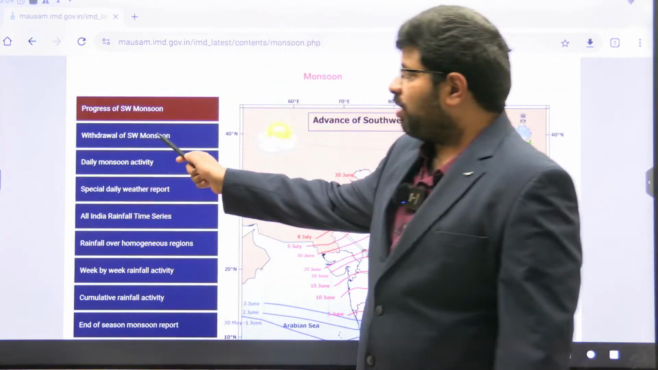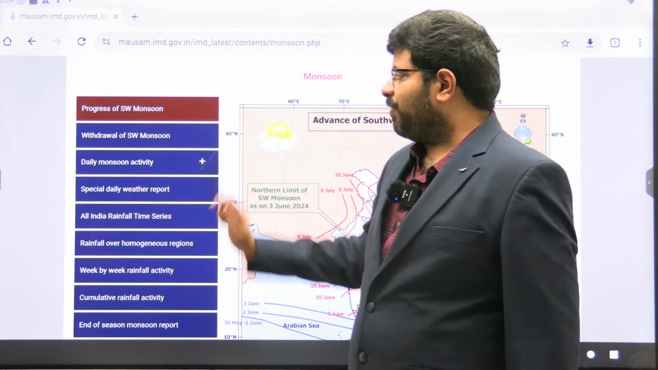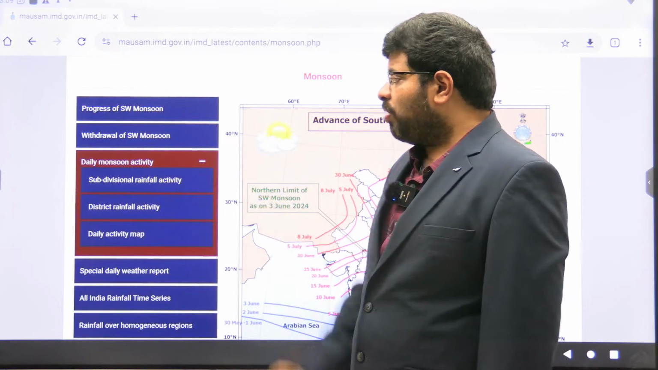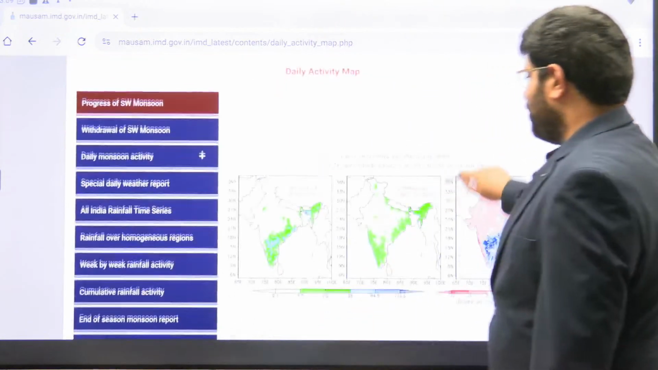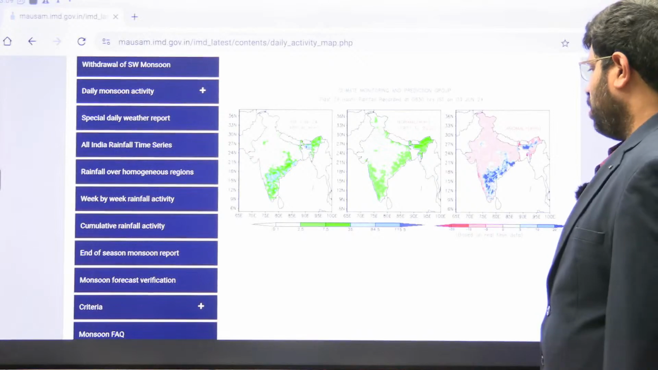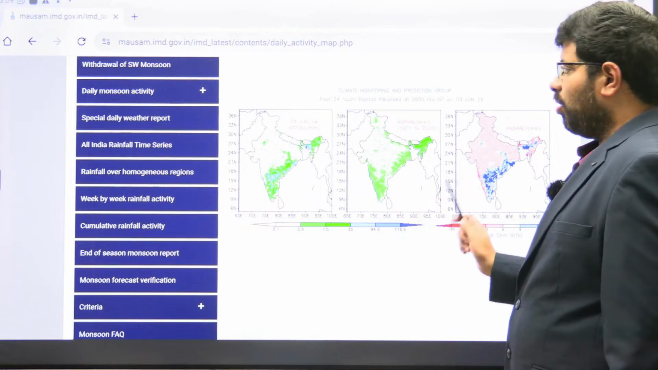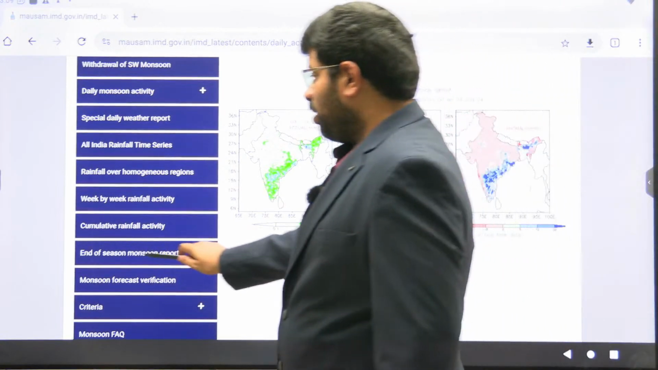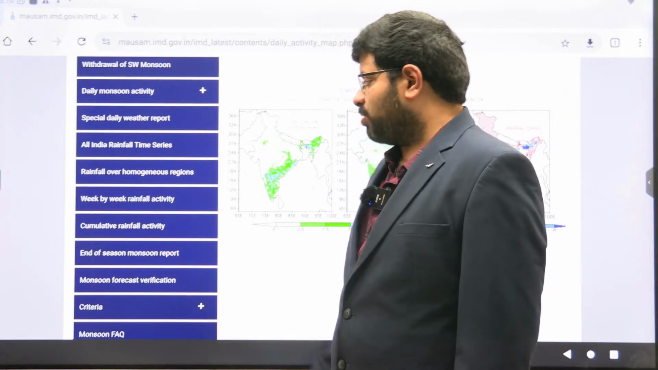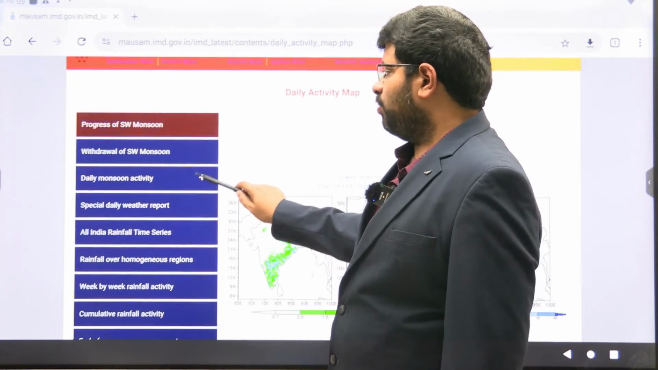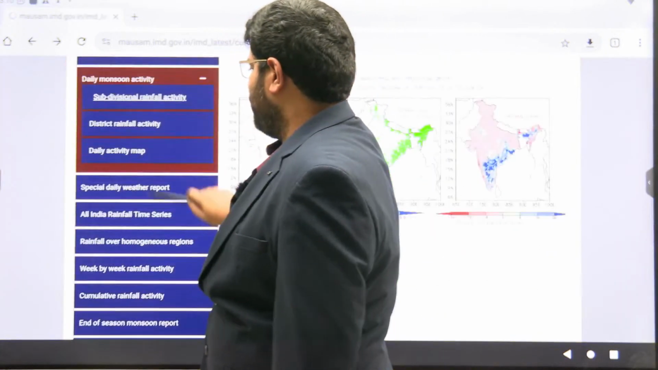Now you see, withdrawal of the southwest monsoon. We are in the stages of progress and onset. For a while, ignore withdrawal. You see daily monsoon activity. We don't read it daily, but at least study it from the point of view of what they're trying to tell you. You see here, they're monitoring the rainfall at certain places, on 3rd June, which areas are getting rainfall, and all those things. Then they'll also give you the end of season monsoon report, say by around October. So as of now, you can see the reports which are provided here.